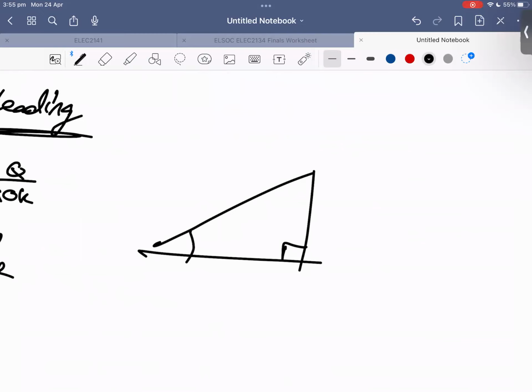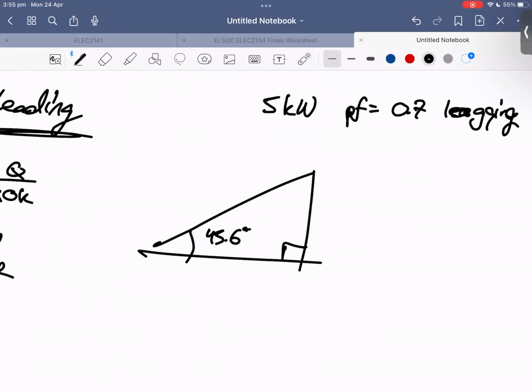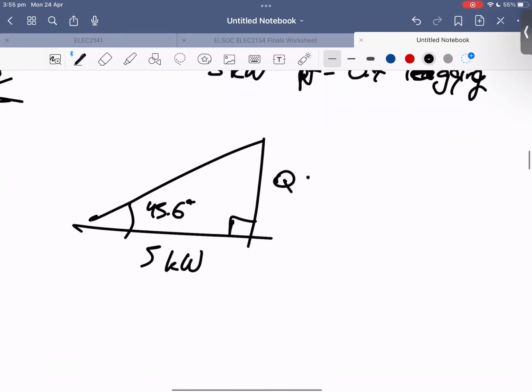And if I do cos inverse, so 5 kilowatts, and the power factor is 0.7 lagging. So if I do cos inverse 0.7, I get about 45.6 degrees and 5 kilowatts. Cool. And then again, I can just use trig to find this Q, which is just use tangent. So 5,000 tan 45.6, right? Because tan of the angle is Q on P.